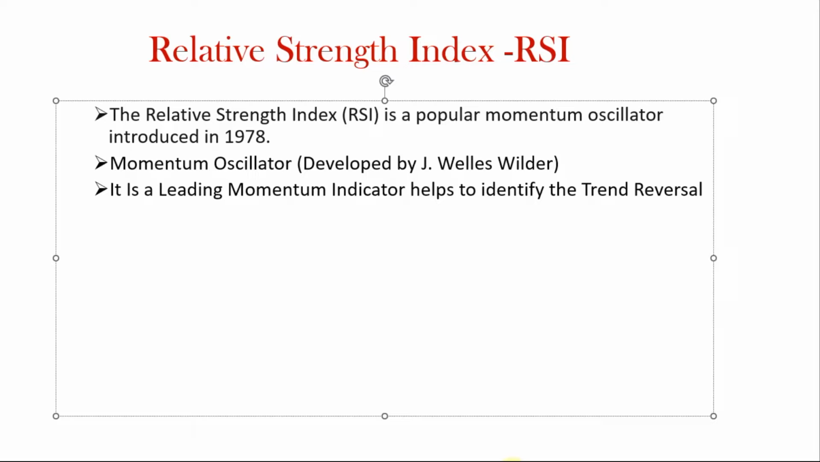Now we can jump into the topic. RSI. RSI is the popular momentum oscillator introduced in 1978 by J. Willis Wilder. And as I already told you, it is a momentum indicator which helps to identify the trend reversal.